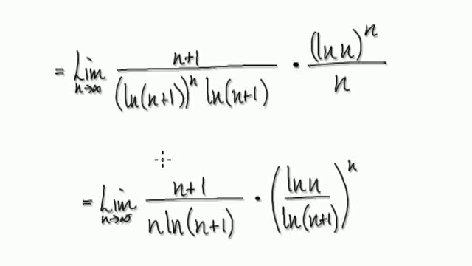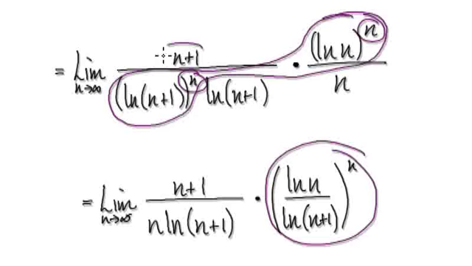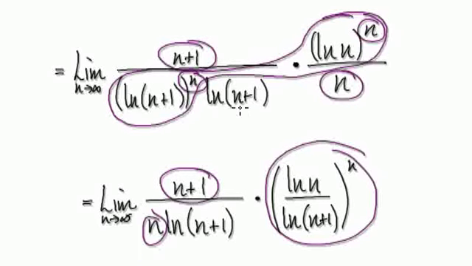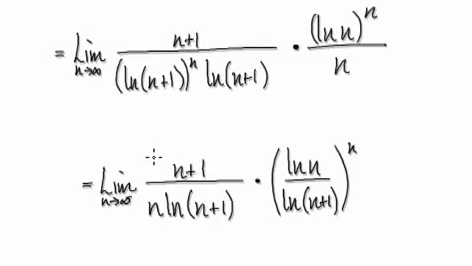Now tidy this up again. So group these two together. Group these two together. So you've got to the power of n, to the power of n, so you can rewrite it as this. And then you've got your n plus 1, n. So your n here times this. So that will then become this. So now comes the hard part.